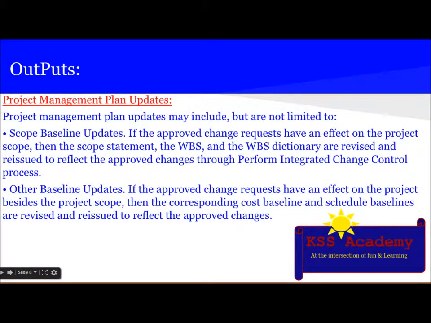The next output is project management plan updates, and it may include scope baseline updates. If approved change requests have an effect on the project scope, then the scope statement, the WBS and WBS dictionary are revised and reissued to reflect the approved changes through the perform integrated change control process. Other baseline updates: if approved change requests have an effect on the project besides the project scope, then the corresponding cost baseline and schedule baselines are revised and reissued to reflect the approved changes.